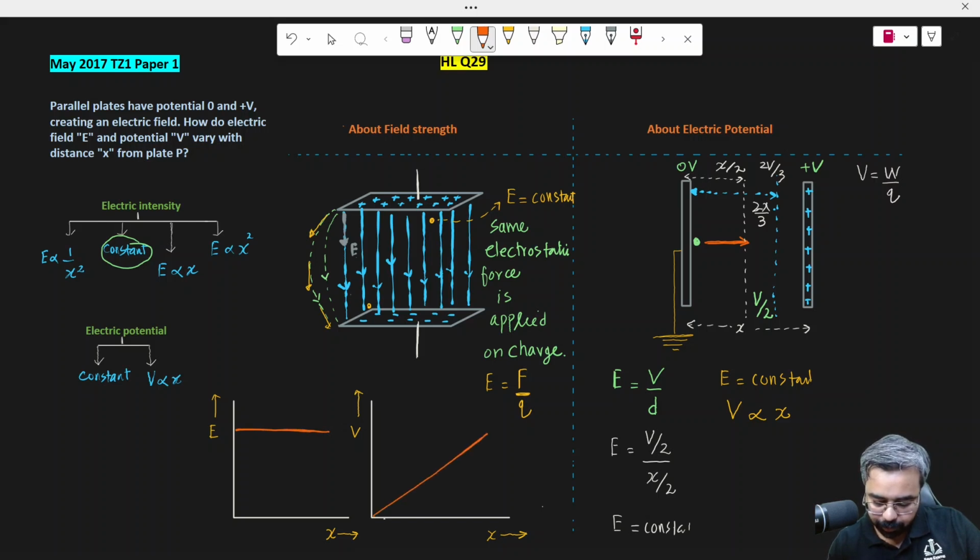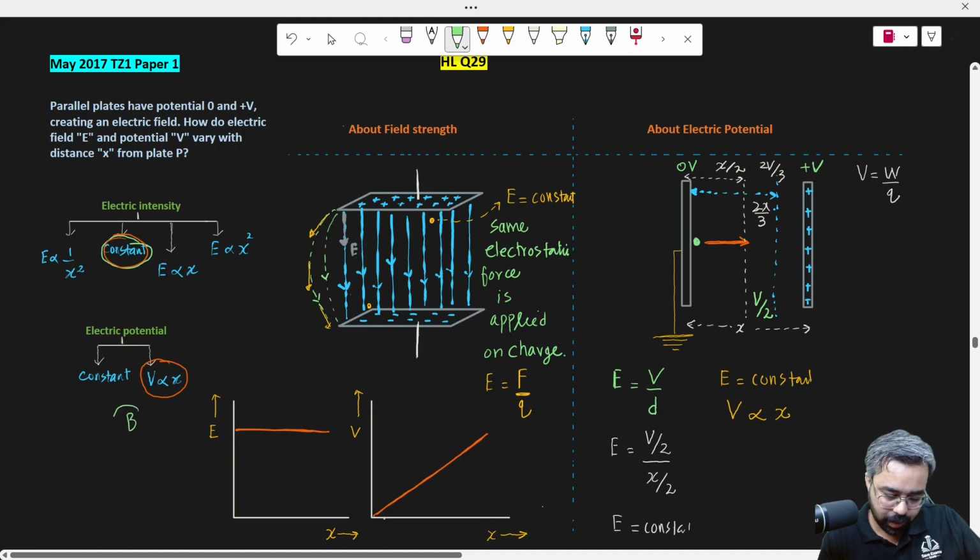So I'm trying this graph, but remember, I am just showing you the magnitudes. I'm not relating the negative sign in the electric field strength formula, which relates to electric potential. This video is generally for both HL and SL students. So the potential is proportional to x and electric field strength is constant. Okay, so the right answer is option B, which says these two things.